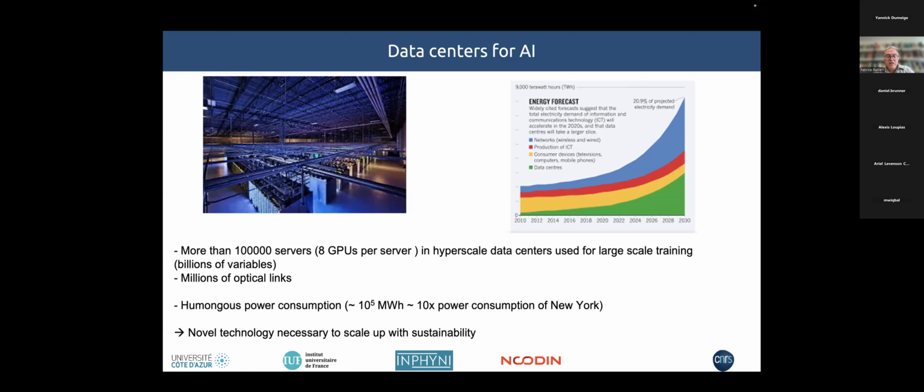And of course, for us, it triggers a lot of motivation to introduce novel technologies for these data centers, because this industry wants to scale up the capacity of these data centers in the future, and so we have to do it in a sustainable manner. And of course, photonics will play a major role in this domain.